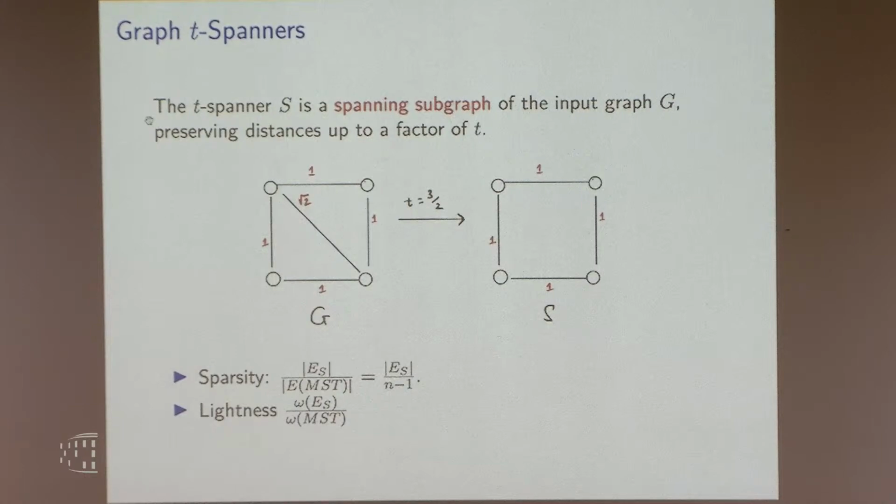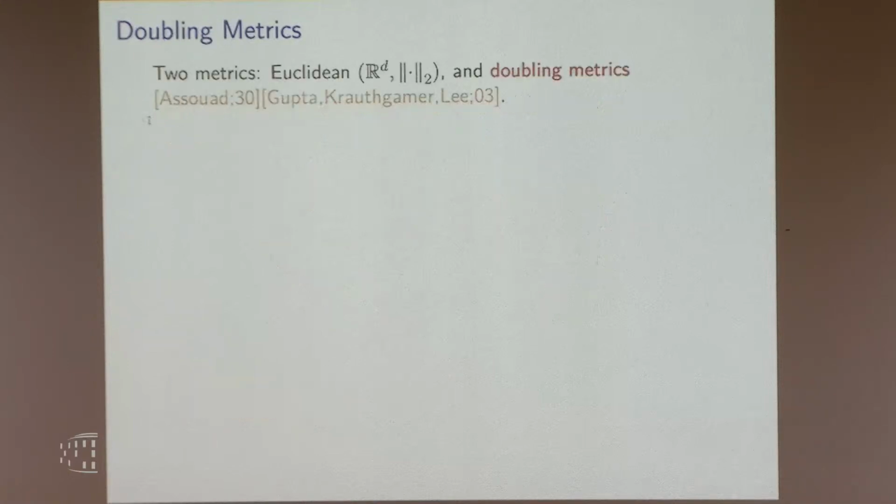Graph spanner is very similar, but you're given an edge-weighted graph, and you want a spanning subgraph that preserves every distance. Think of a metric spanner as starting with a complete graph where the weight is the distance between every pair of points, while for a graph spanner the graph might not be complete. The notions of sparsity and lightness apply here too. You want to be competitive with the minimum spanning tree.